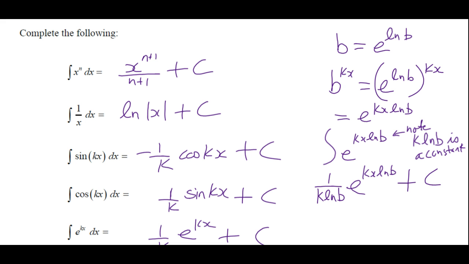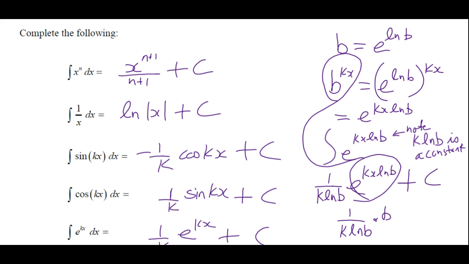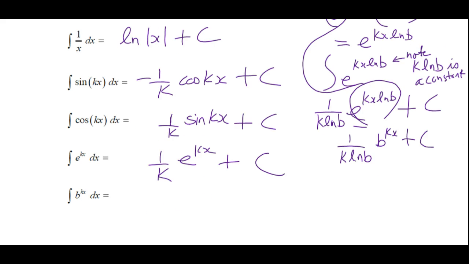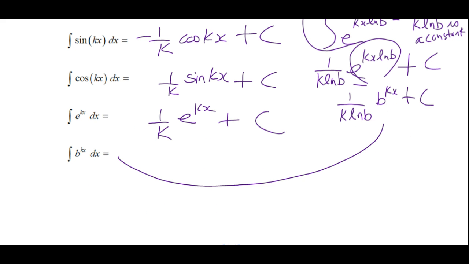But what's this? So what do we get? 1 over k ln b times b to the kx. And that's that. It's on your formula sheet, so don't panic. But that's where it comes from. So if you're doing the integral of b to the kx, although I think on your formula sheet it's got an a instead of a b, okay, so 1 over k ln b, b to the kx plus c.